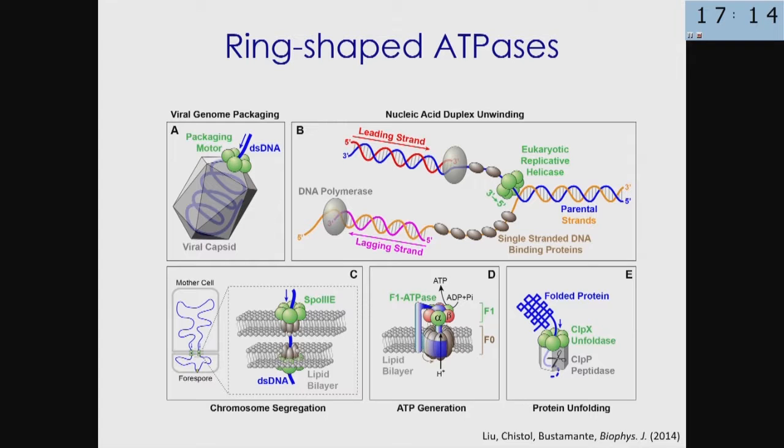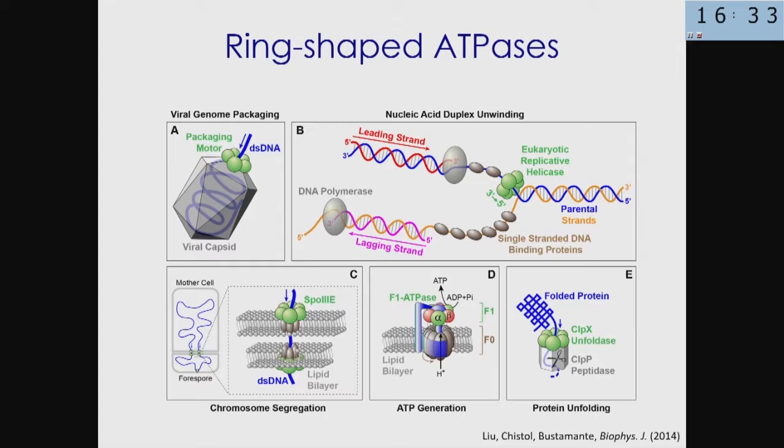Then you can see also helicases that move in front of the DNA polymerase during replication to open the strands of the DNA. There are DNA segregases that segregate the DNA in the cell in the left bottom corner. A famous ring ATPase is the ATP synthase, the molecule responsible for synthesizing ATP in the cell. And finally, as another example, I included on the right-hand side molecules that are ring ATPases whose function is to destroy proteins in the cell when the cell doesn't want that protein anymore.